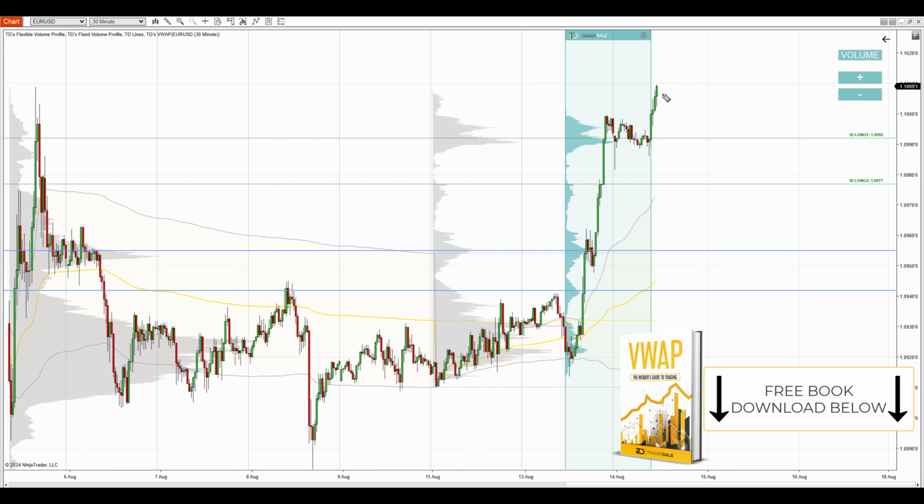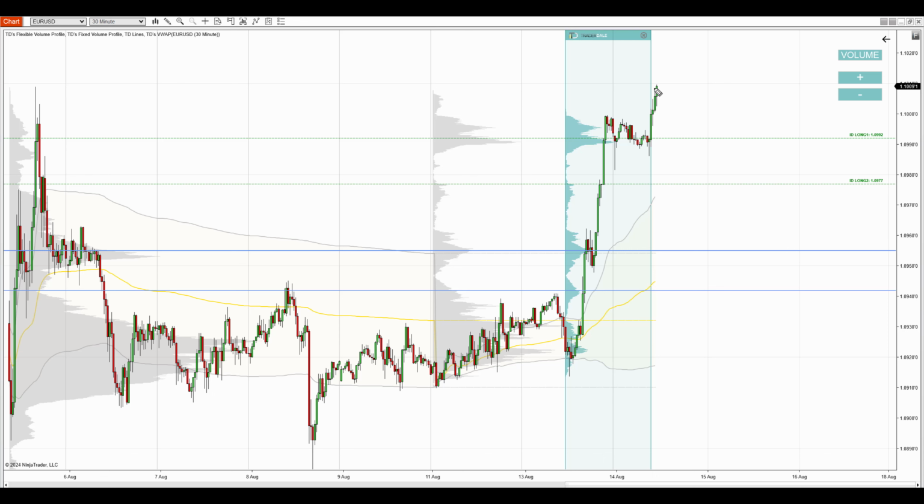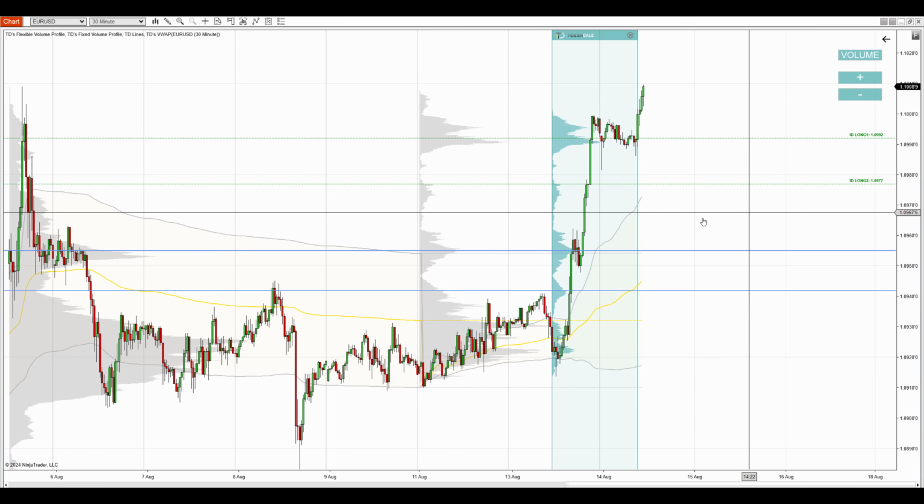Ideal scenario, which never happens, but ideal scenario would be pullback, reaction, pullback, reaction, pullback, reaction, pullback, reaction. That would be the ideal case, but yeah, we'll see what happens.